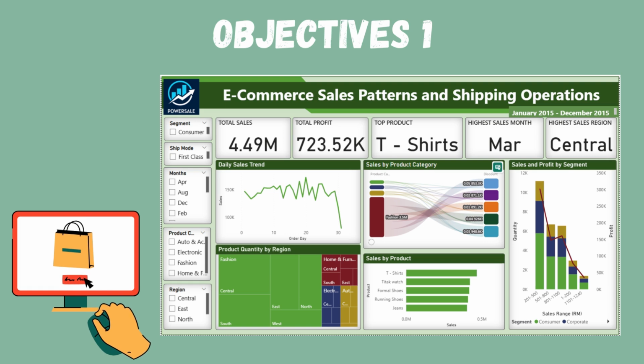This dashboard analysis suggests that fashion is the key driver of sales, with strong performance among consumer segments in specific regions.